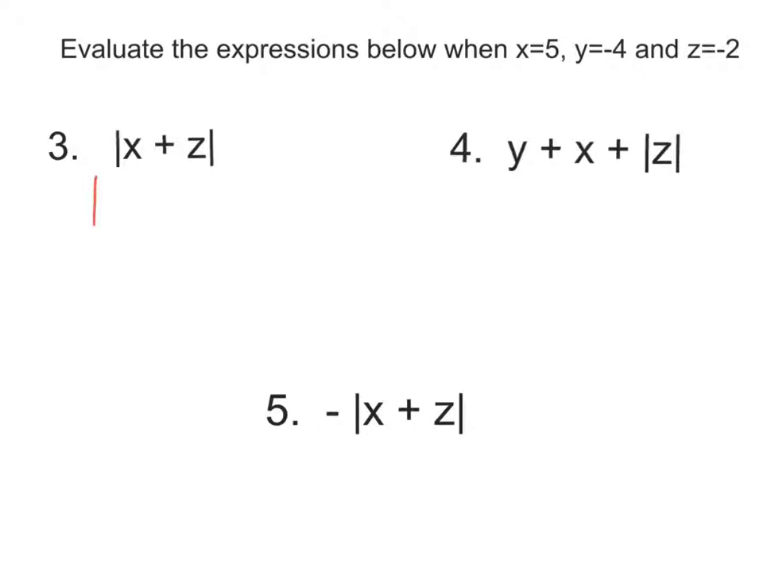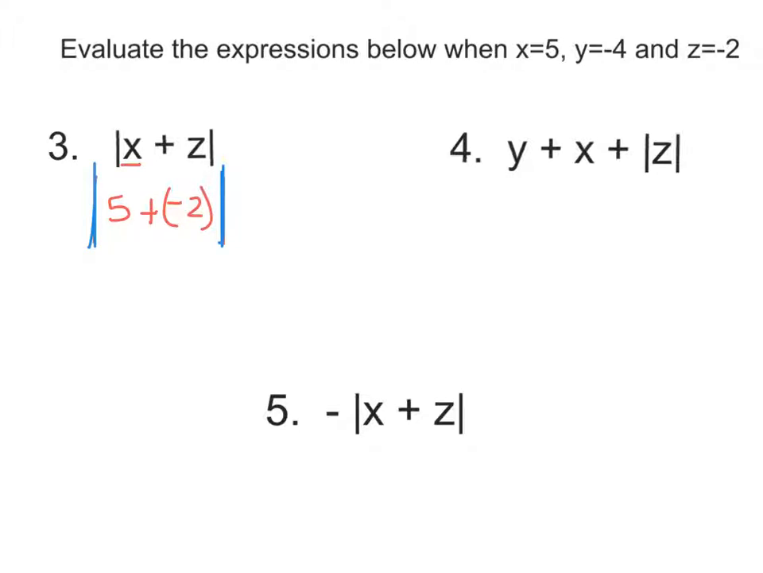So we're going to write our absolute value symbol, and then instead of x, we're going to write 5, plus, instead of z, we're going to write -2. I like to keep that in parentheses so it doesn't all run together. So then I have an expression inside of the absolute value symbols. Okay, don't forget about these guys here. And what we do here, you guys, is we just solve what's inside of there first.